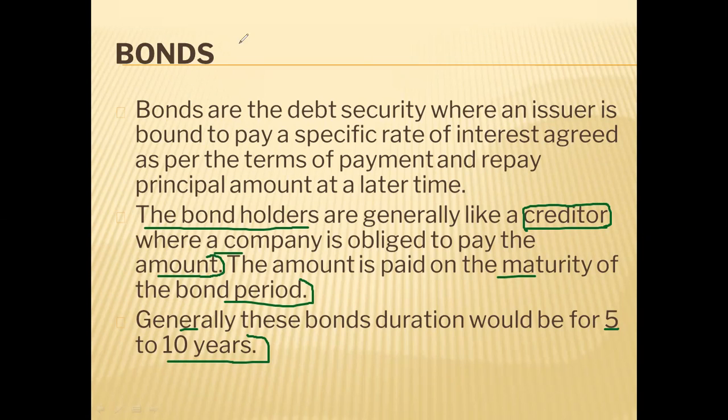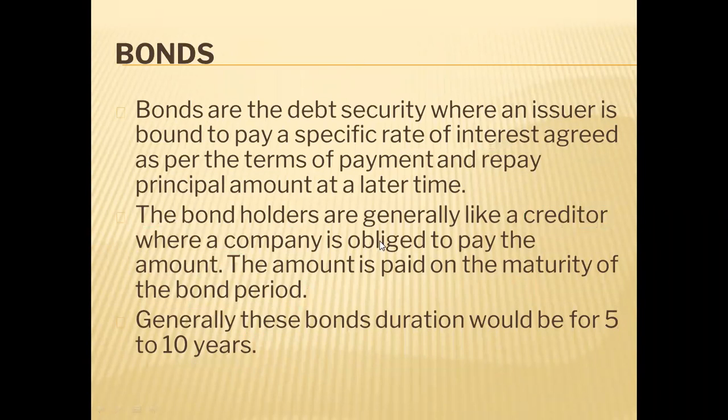But in bonds or debentures it is not like that. Bonds or debentures are debt instruments. So the company is bound to repay the amount after the maturity period of the bond. And one more thing, it is bound to pay regular interest also to the bond holders or debenture holders. And bonds are normally issued for 5 to 10 years. So this is the meaning and concept of bonds or debentures. Bonds and debentures are the same. Both are debt securities.